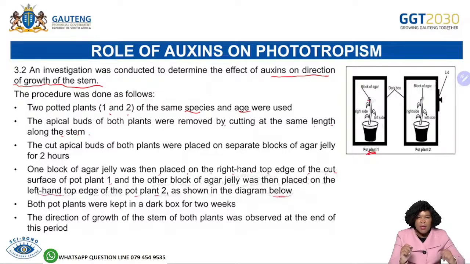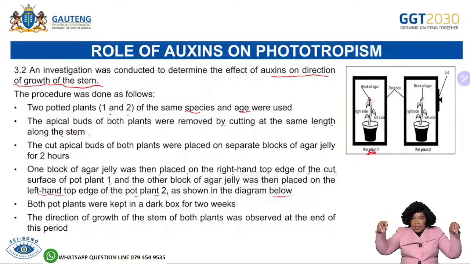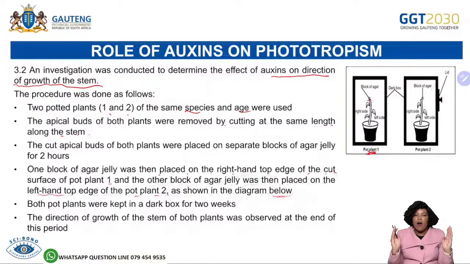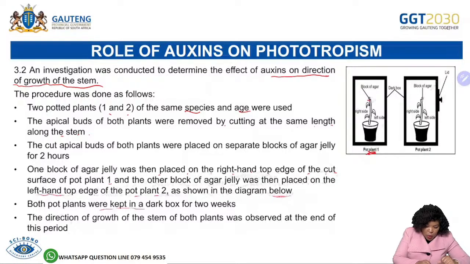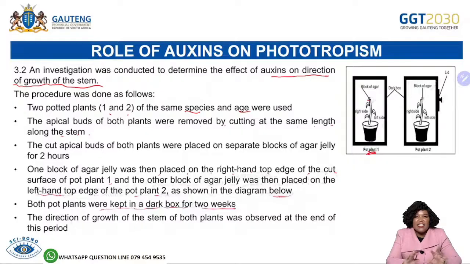So here, meaning 2 agar jellies, they are richly supplied with auxins because the tips of these stems were put on those agar jellies. Now, the placing of these agar jellies, they are not placed directly on top of the stem. The one in pot plant 1 is placed slightly to the right, and the one in pot plant 2, the agar jelly block, is placed slightly to the left. We are following. Both pot plants were kept in a dark box for 2 weeks. There is no light that is coming in here.